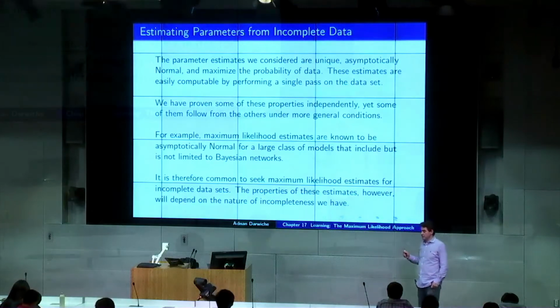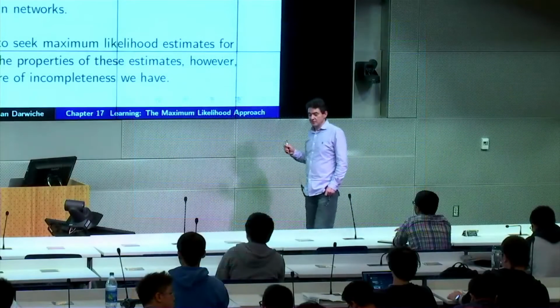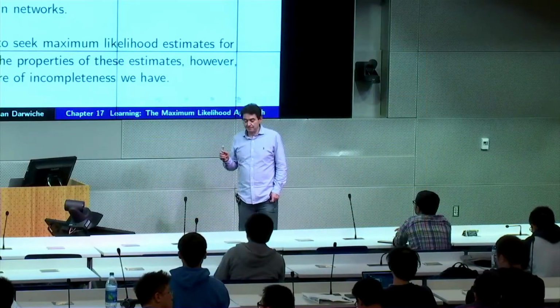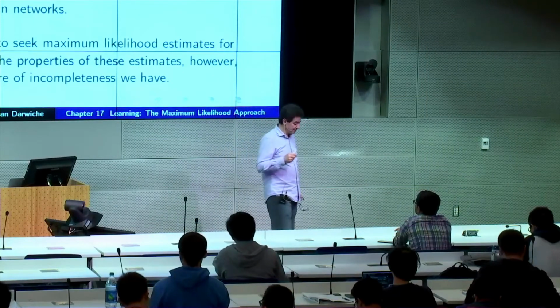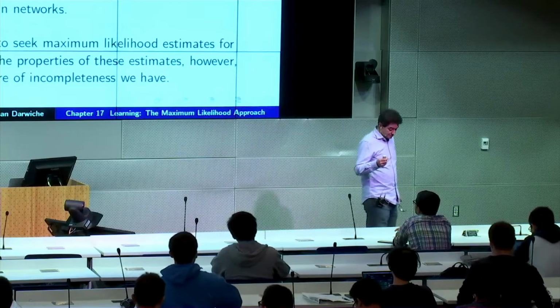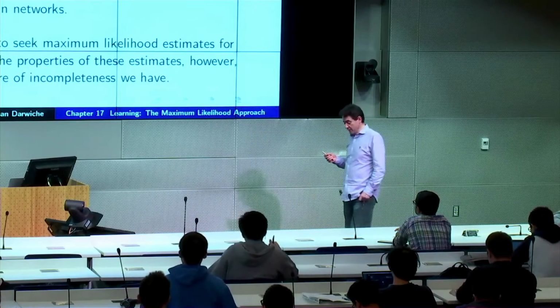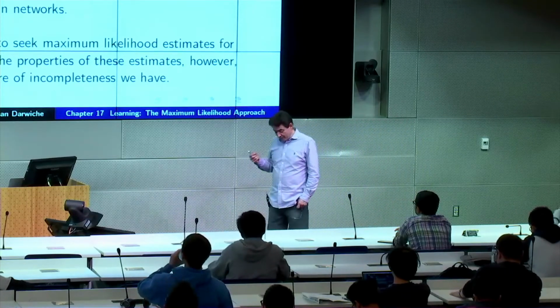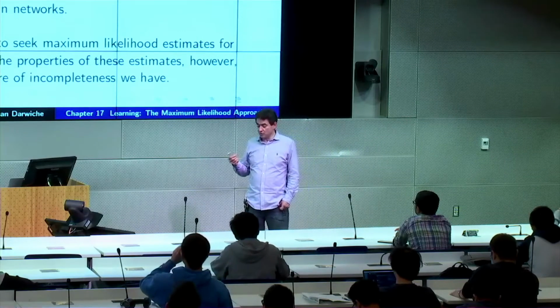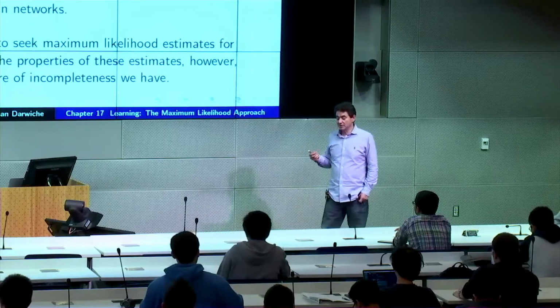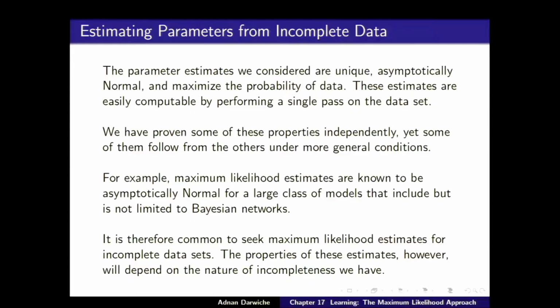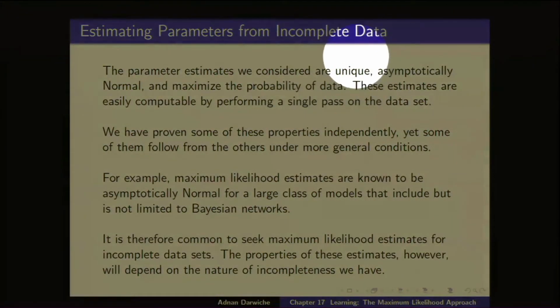In the first part of this lecture today, we talked about estimating parameters when the data set is complete. And as we saw, it's pretty well behaved. You can effectively compute these estimates in closed form, and they have all kinds of interesting properties. In particular, we've seen that they're unique and asymptotically normal.